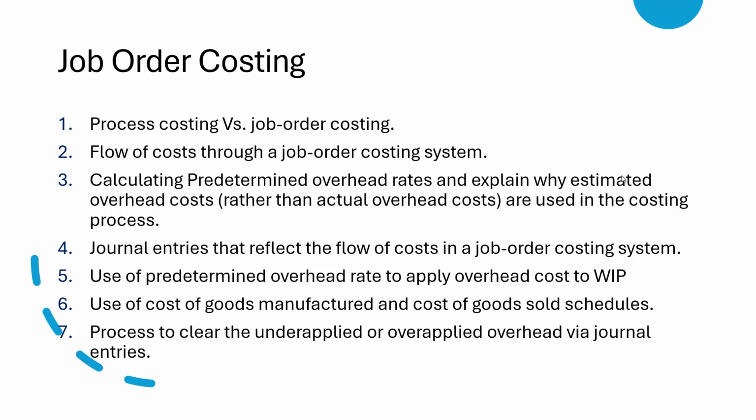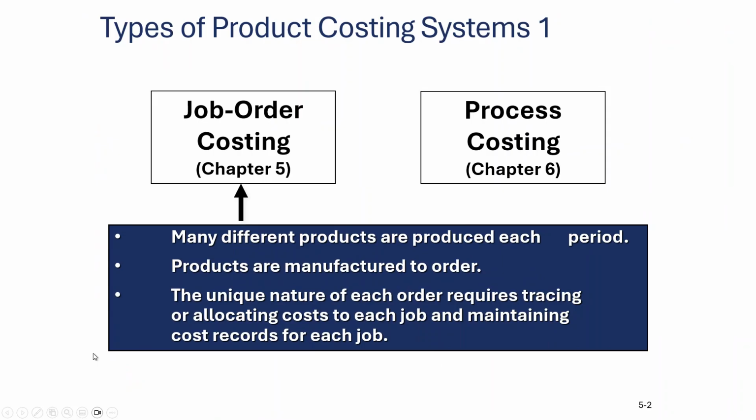Starting with the very first one: what's the difference between job order costing and process costing? After you complete this chapter, you are going to jump into chapter 6, which is called process costing. To easily determine the difference, when we look at job order costing, we strictly focus on companies that have multiple jobs going at the same time.